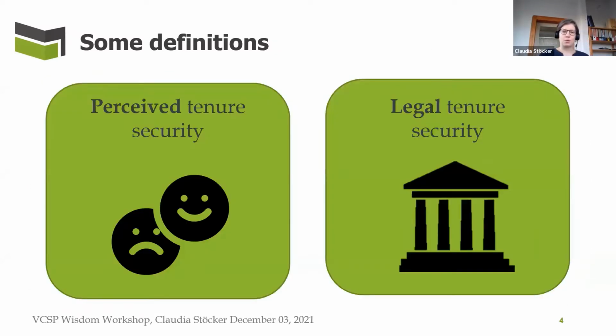When we look at the sphere of tenure security, we see that there are basically two different themes. One is the perceived tenure security, and the other one is the legal tenure security. The difference between those two is that perceived tenure security is a measure of how individuals feel about the security of their land rights, whereas legal tenure security is more about the law that can protect land rights, so more the governance side.